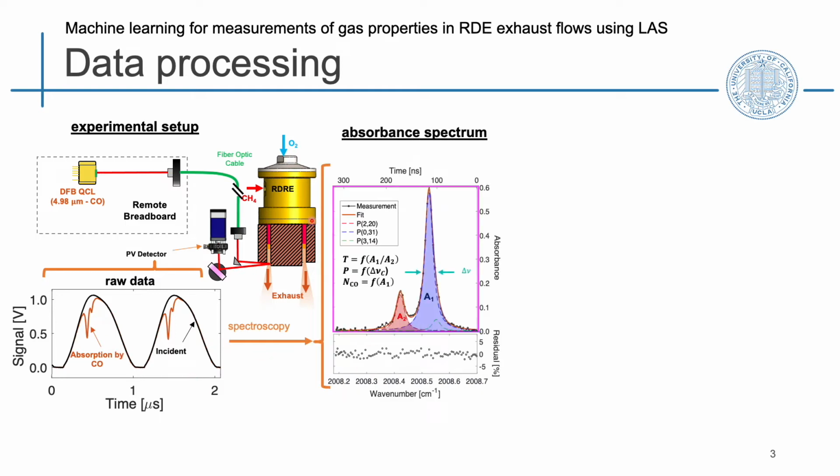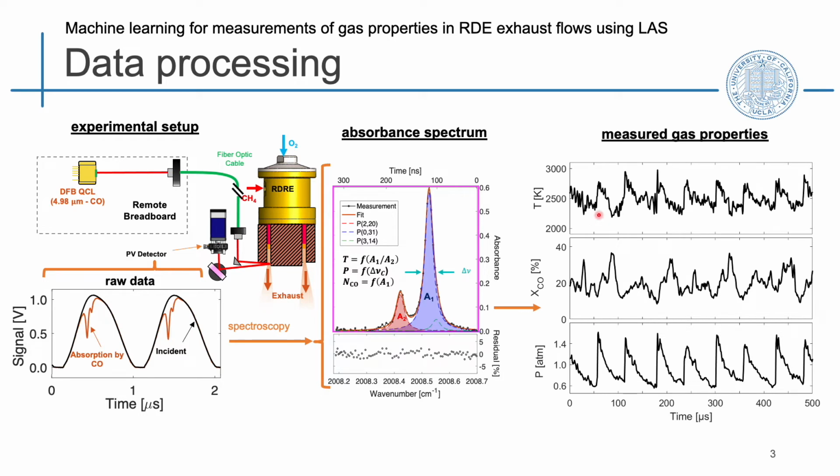We can convert this to an absorbance spectrum, and the two areas in this absorbance spectrum can be used to measure temperature. The pressure of the gas can be measured based on the width of these features, and the overall area can be used to measure the number density of the absorbing gas, in this case, carbon monoxide. We can see some sample measurements of temperature, CO concentration, and pressure at the exhaust of this engine.